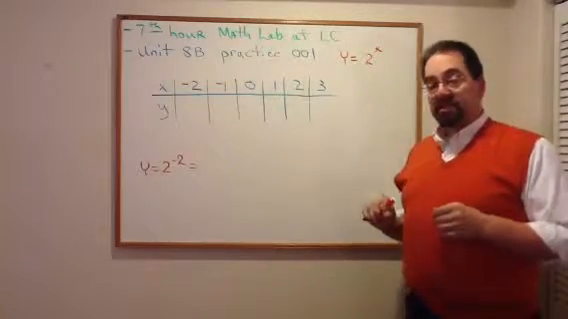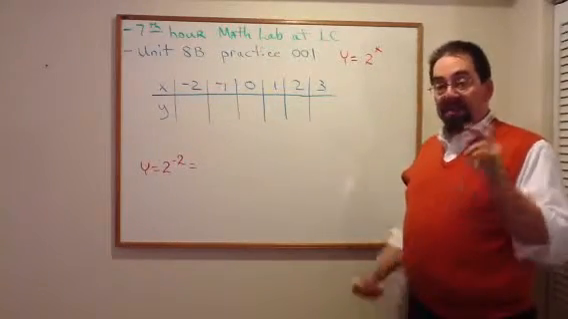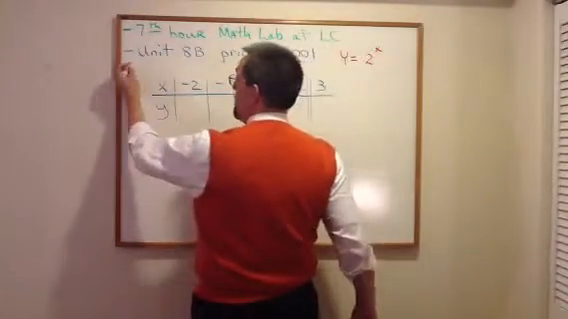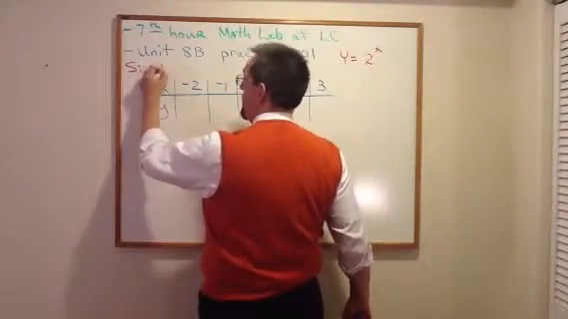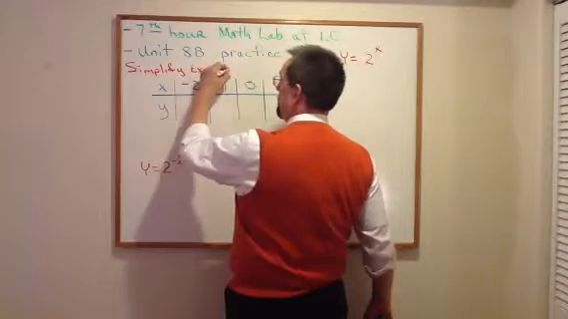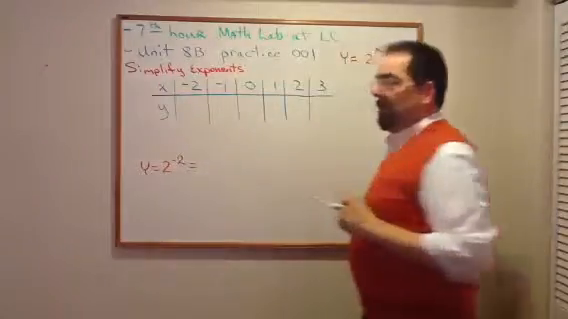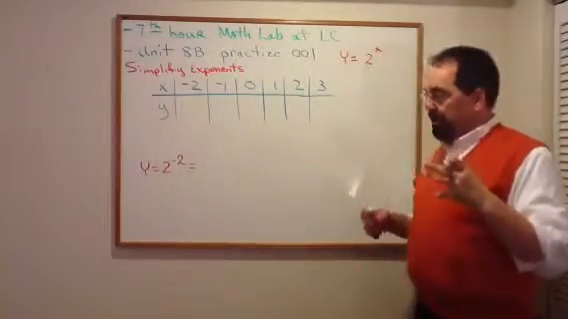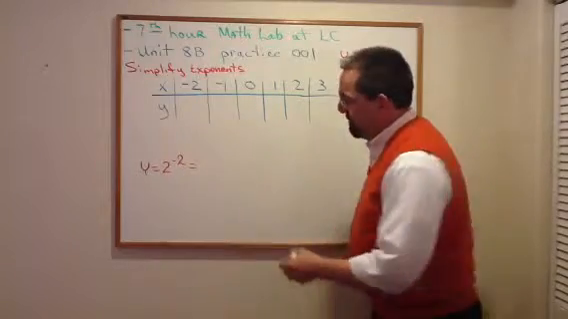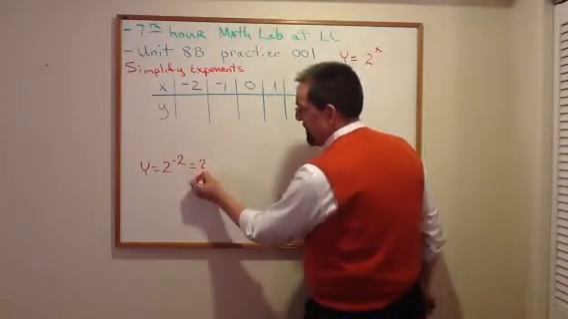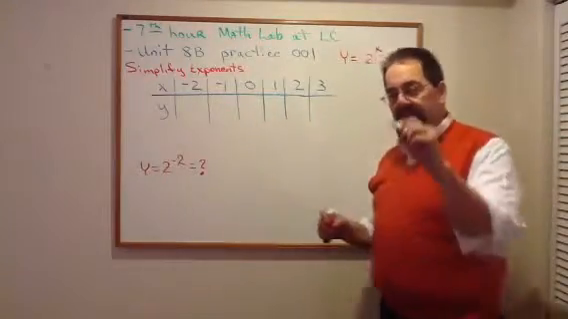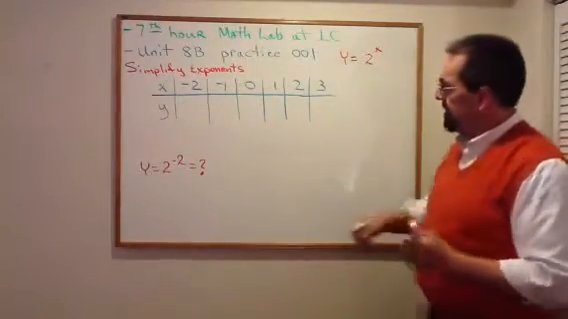Here's our practice 001, and we're working on simplifying exponentials. So I'm going to write simplify exponents. One of the toughest things for students to learn is how to handle negative exponents. So I'm going to put a question mark right here. And let's come back to it after we look at this data table and see if it makes more sense.